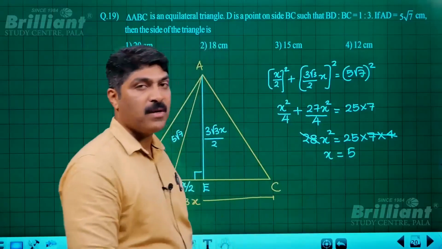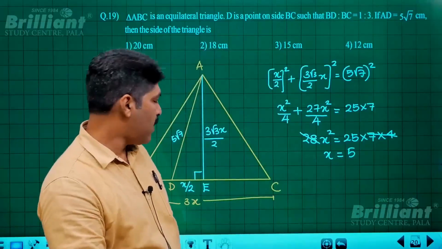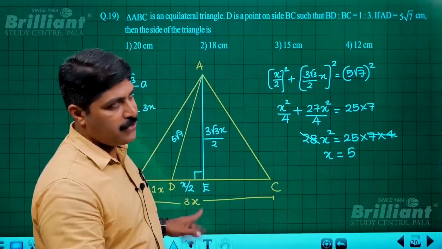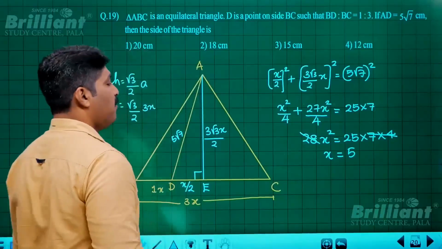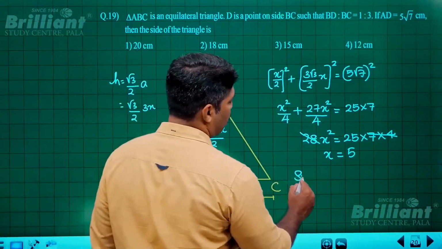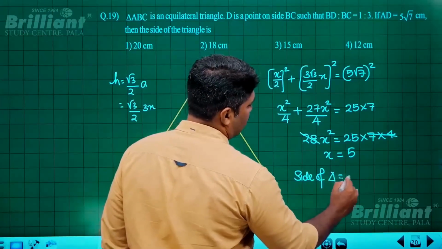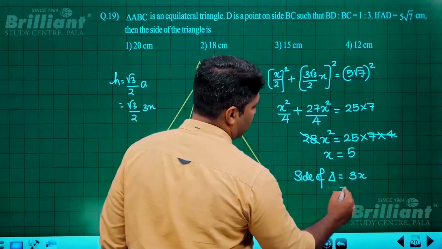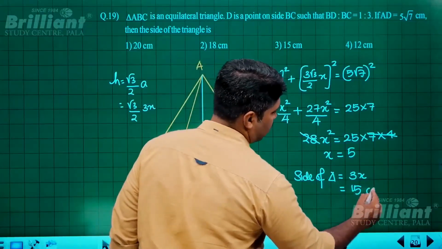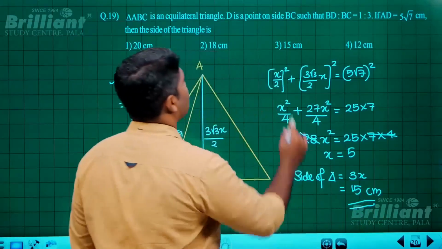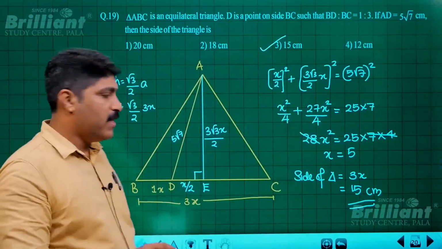As we are dealing with quantities, we have to take only the positive value, as a multiplicative factor in this ratio. So if we got x equal to 5, then we can find the side of the triangle. The side of the triangle is 3x as per the assumption, which is equal to 15 centimeters. Got it? So that's our answer. That is 15 centimeters. Okay, move to the next question.